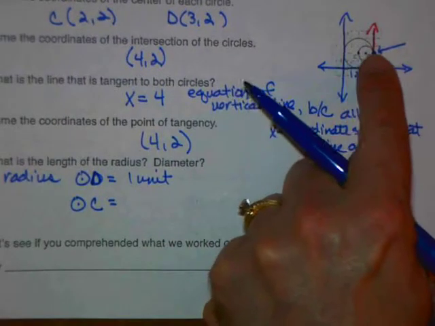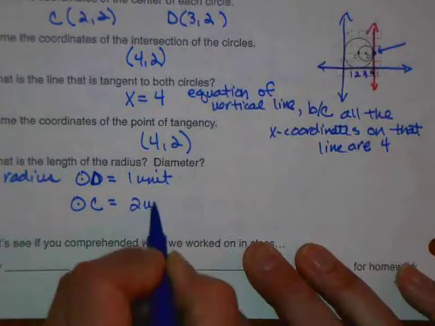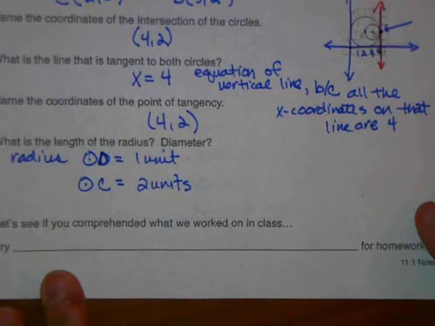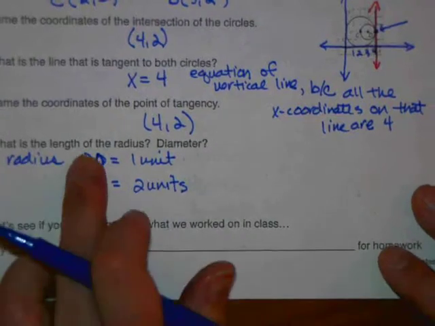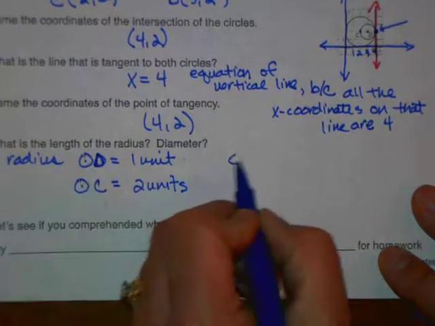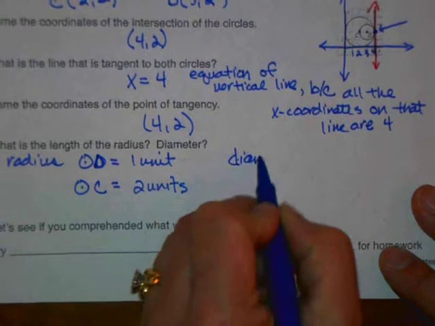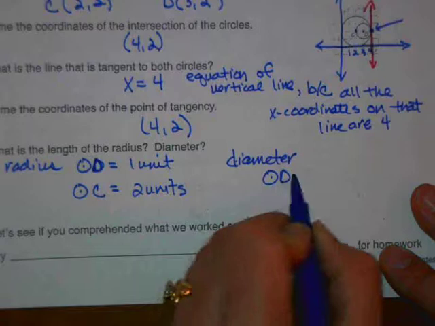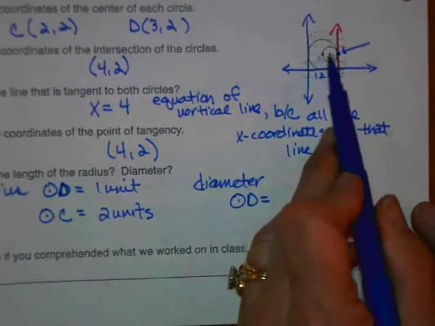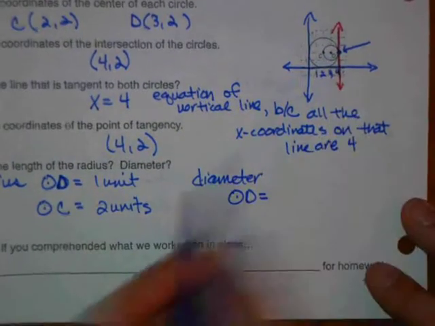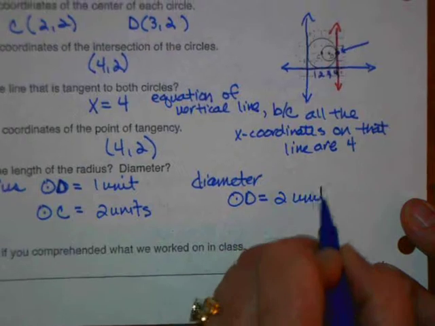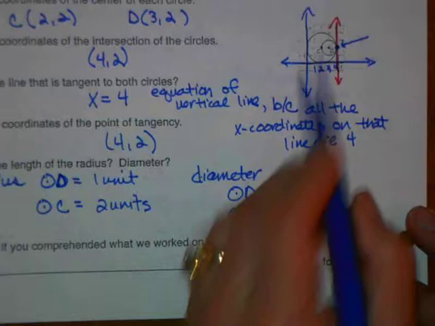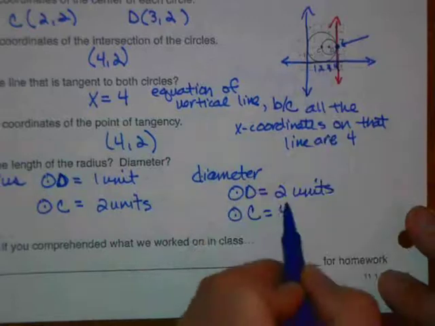Remember, the radius is from the center to the edge, which is just 2 units. Remember, that means circle. Now, diameter. All you have to do is double the radius. Circle D, you can look at the picture for the diameter, which is 2 all the way across, or just double. Circle C all the way across is 4 units.